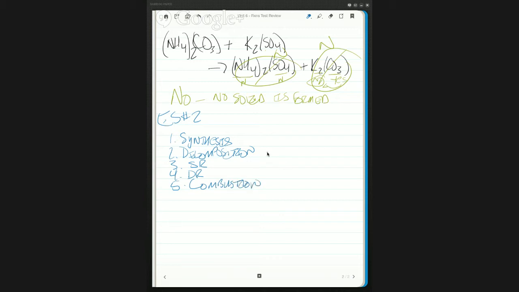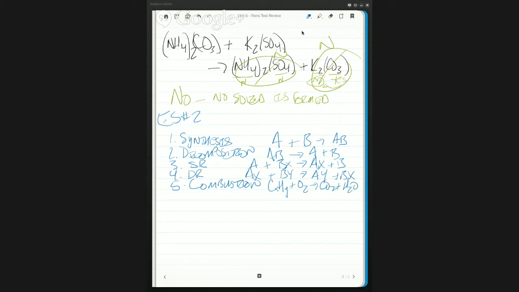Okay? Now, there's the basic formulas, right? Synthesis is A plus B gives you AB. Decomposition is AB together, then you go into 2 things, A plus B. Single replacement, A plus BX yields AX plus B. And double replacement, AX plus BY gives you AY plus BX. And then combustion is some hydrocarbon plus oxygen yields CO2 plus water.